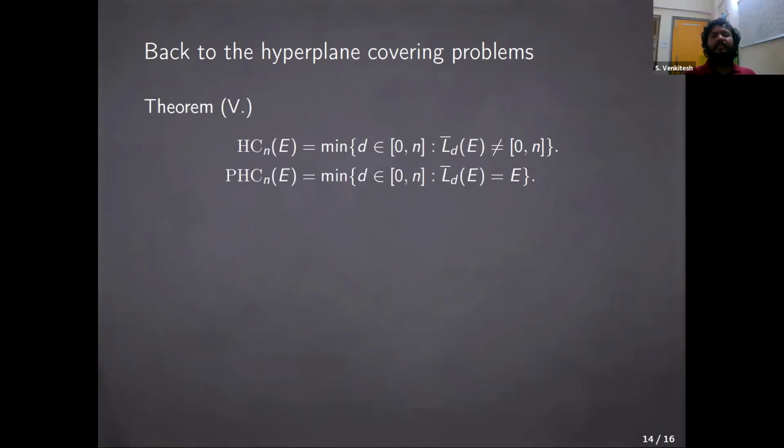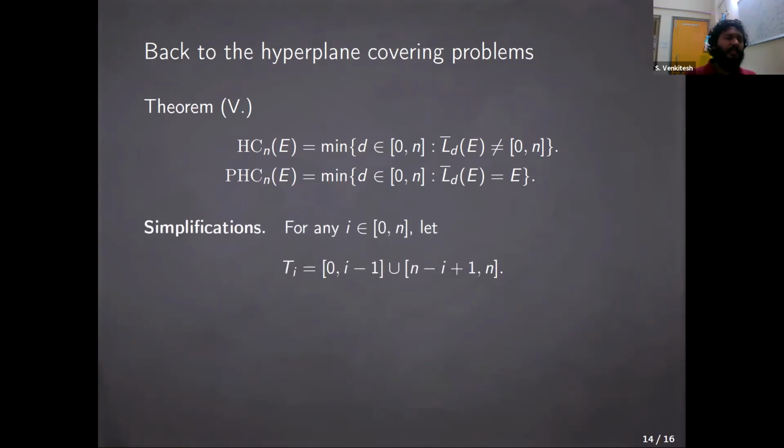Okay. So once we have this, we immediately have the characterization for the hyperplane covering numbers in terms of LD bar, which is the same thing. But then a little bit of simplification can be done. Let me define, for every I between 0 and n, a subset Ti, which is 0 to I minus 1 union n minus I plus 1 to n, just a union of one initial and one final segment. In particular, T0 is the empty set. We will allow for that as well.